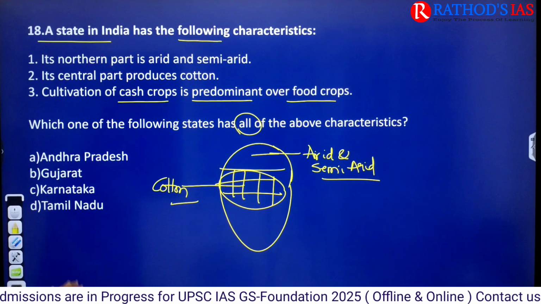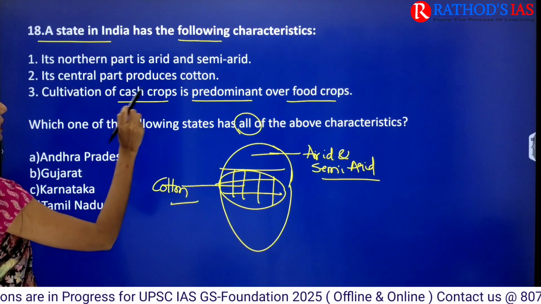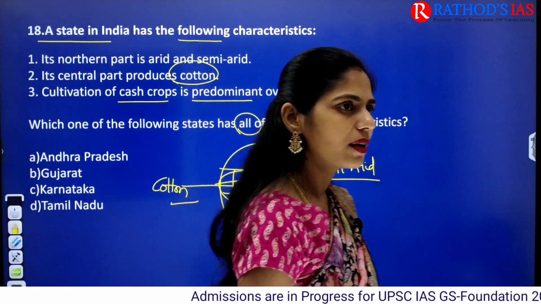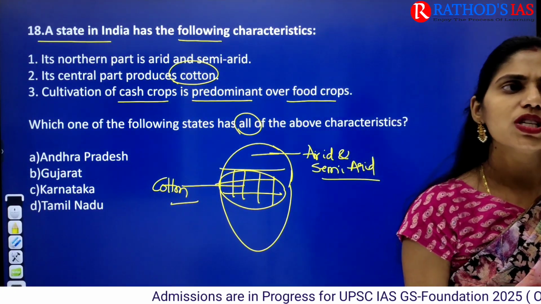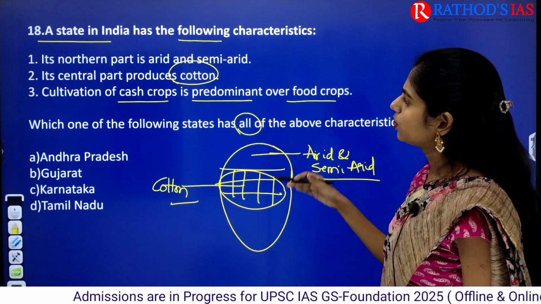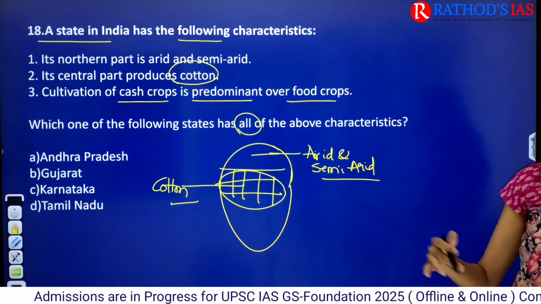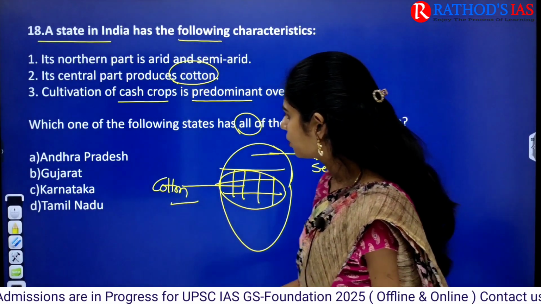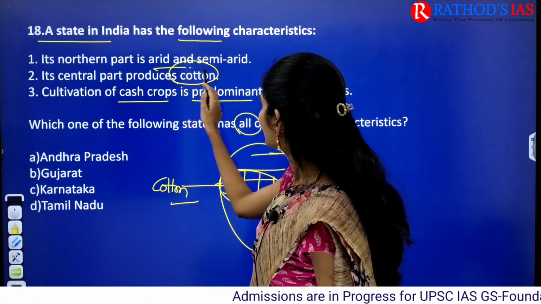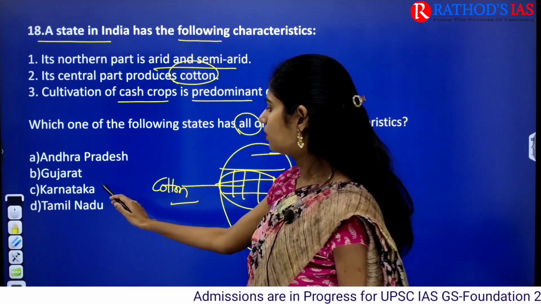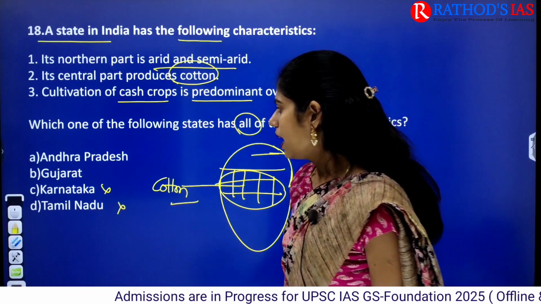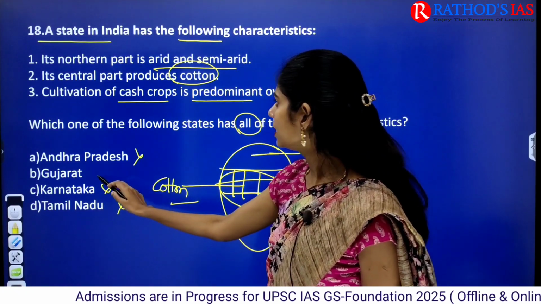Tamil Nadu. So if you see Andhra Pradesh, first of all, let us see this second statement. Which areas are producing cotton? Punjab, Haryana, UP, and AP, Gujarat, Maharashtra. And next, if you come down, some areas of Karnataka and Tamil Nadu are also producing. So out of this, almost all the states are there. And northern part is arid and semi-arid. Karnataka doesn't have any arid area, and even Tamil Nadu we can eliminate, and even Andhra Pradesh. But Gujarat is having arid.